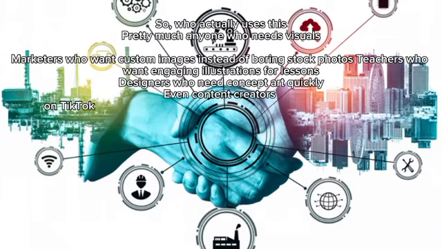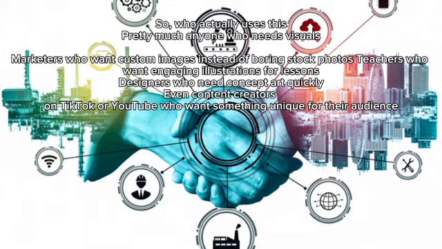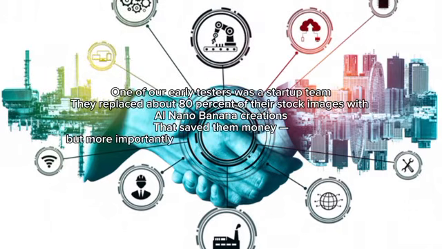So, who actually uses this? Pretty much anyone who needs visuals, marketers who want custom images instead of boring stock photos, teachers who want engaging illustrations for lessons, designers who need concept art quickly, even content creators on TikTok or YouTube who want something unique for their audience. One of our early testers was a startup team. They replaced about 80% of their stock images with AI Nano Banana creations. That saved them money, but more importantly, it gave their brand a fresh, original look.